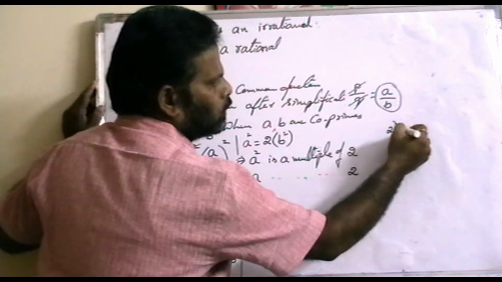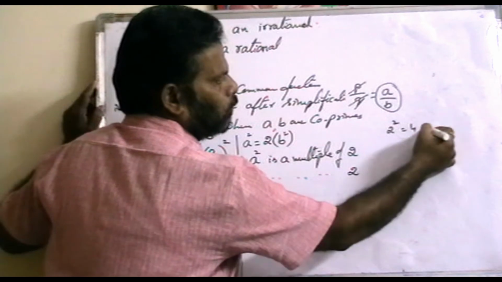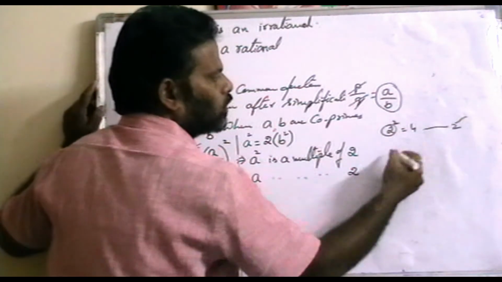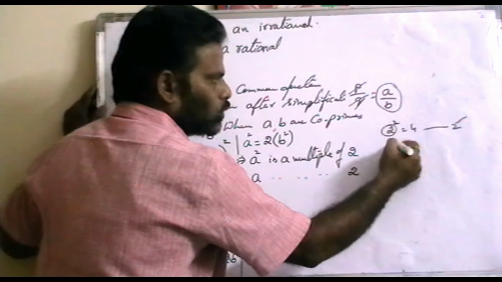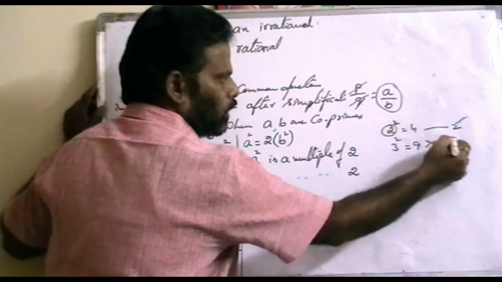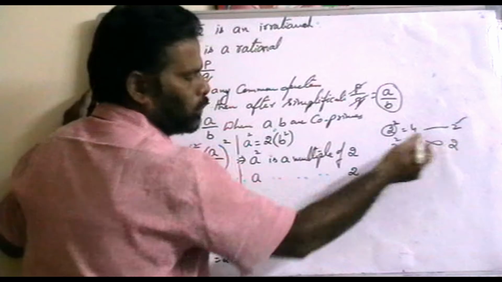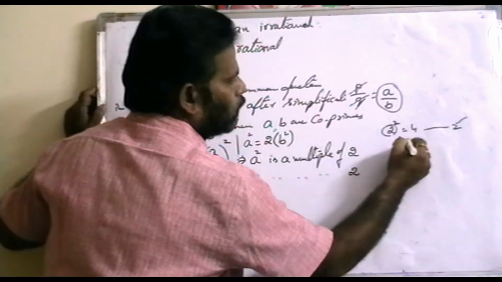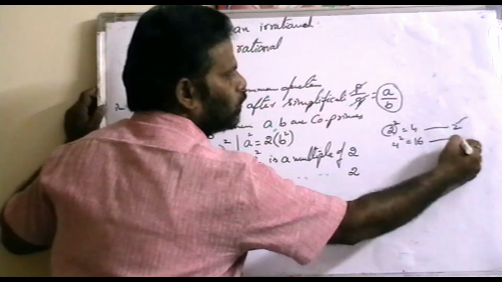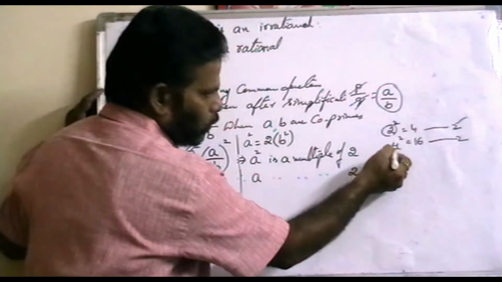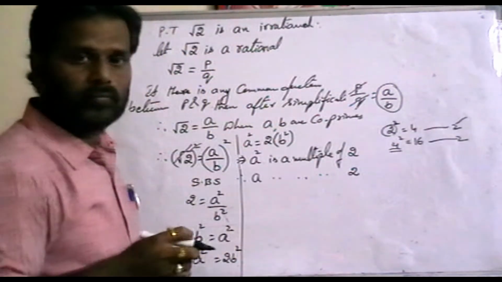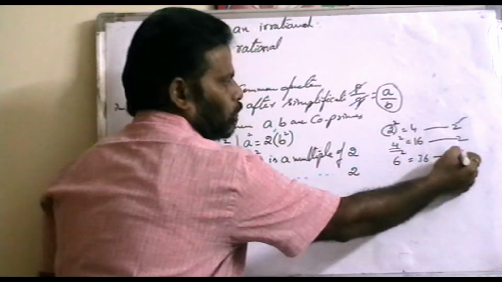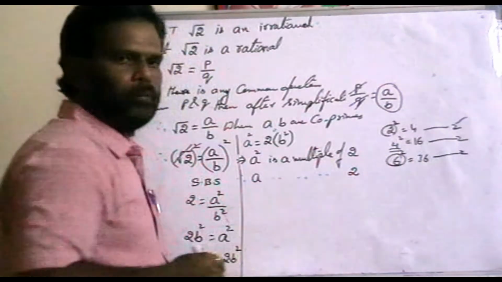2 square means 4. 4 is a multiple of 2. Therefore base 2 is also a multiple of 2. Next, 3 square is 9. 9 is not a multiple of 2. Therefore 3 is not a multiple of 2. Take 4. 4 square is 16. 16 is a multiple of 2. Therefore 4 is also a multiple of 2. Like that, 6 square is 36, which is also a multiple of 2. So 6 is also a multiple of 2.